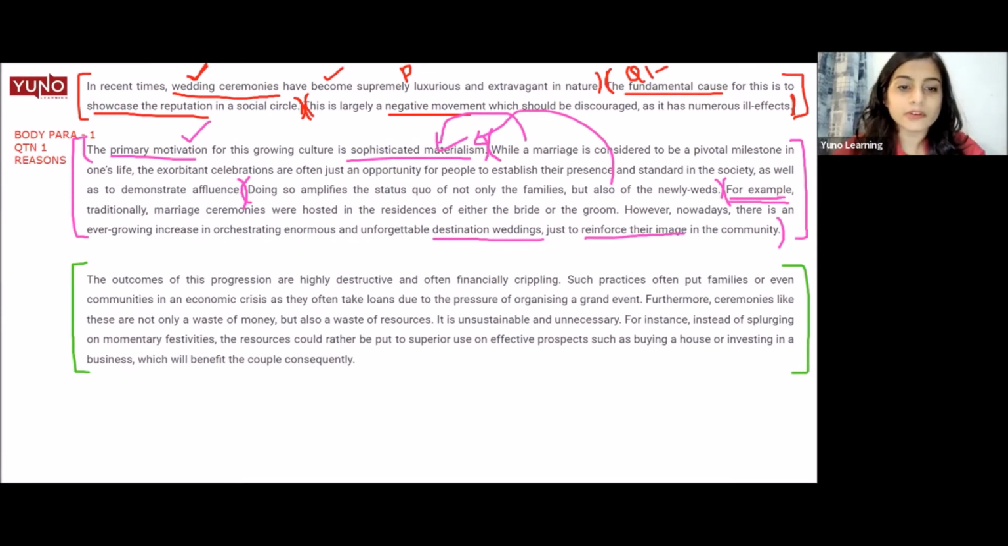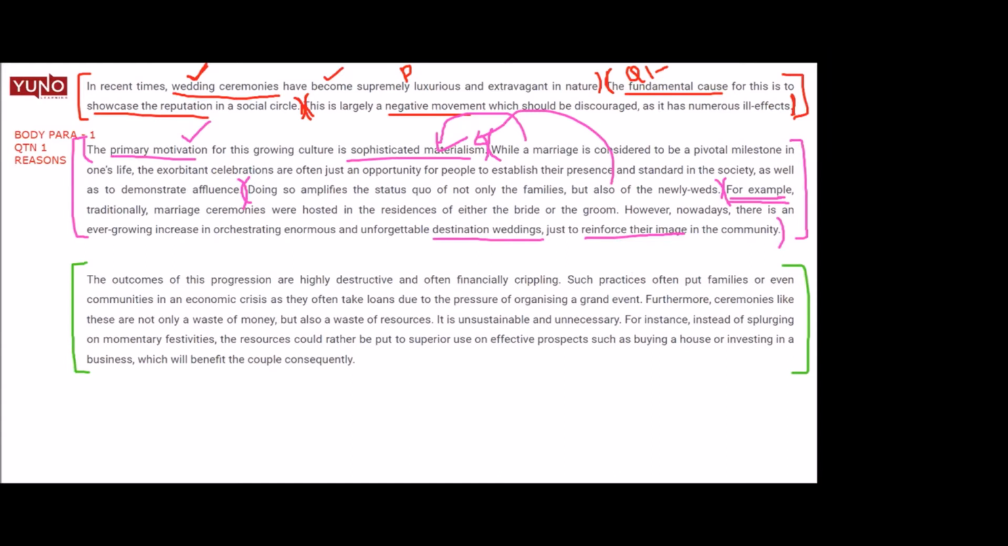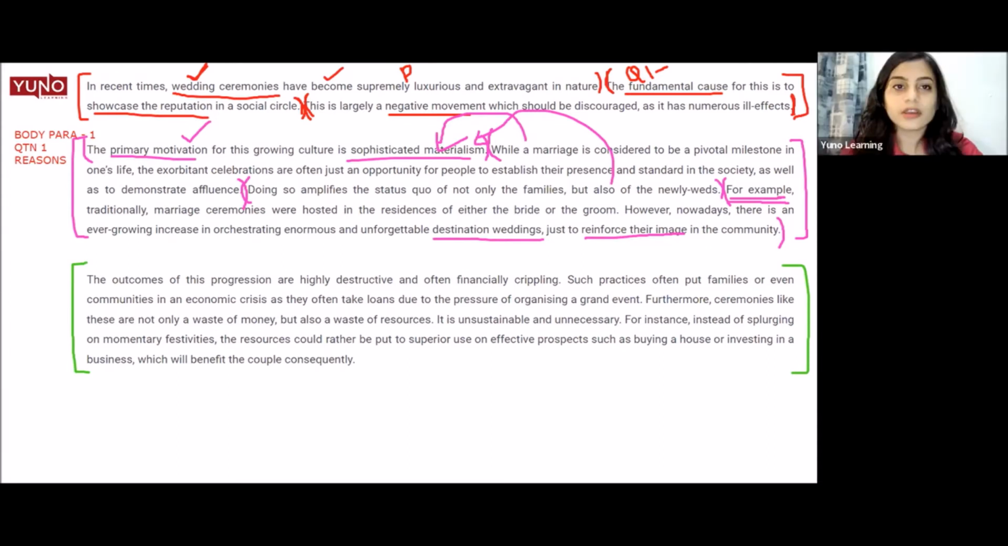Now let's look at this paragraph closely and tell me what this paragraph is about. What is this about? Talking about the negative. It's negative. So in this question prompt, I took a negative stand, and because of my stand, because of my opinion on this, I am writing about the negatives of this movement, of this trend.